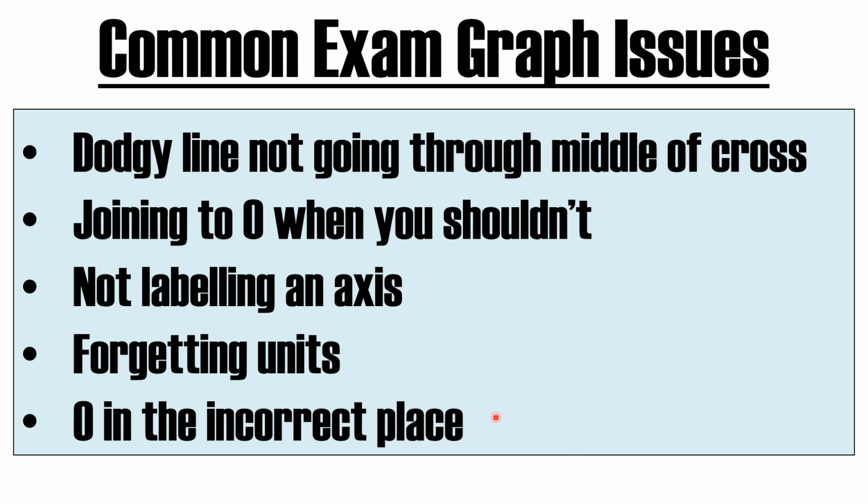0 in the incorrect place, you've got a little right angle at the bottom of the graph here. It's easier, if it's 0 for both axes, to put a 0 at the bottom. Some people have it floating around here, and you have to make sure it's in exactly the right place to get the mark there. It's safer probably just to put in a 0 on the x-axis and a 0 on the y.